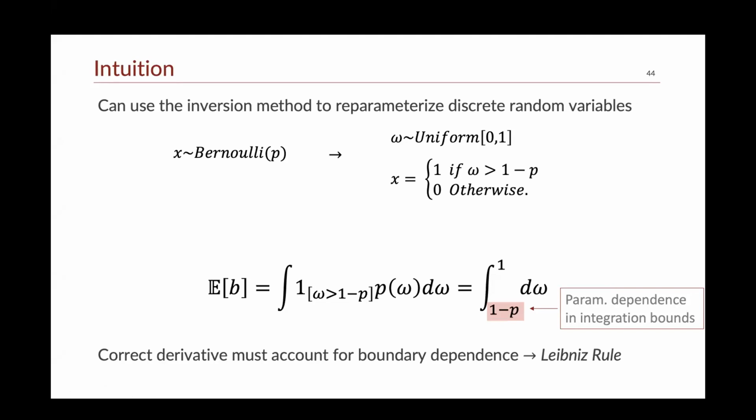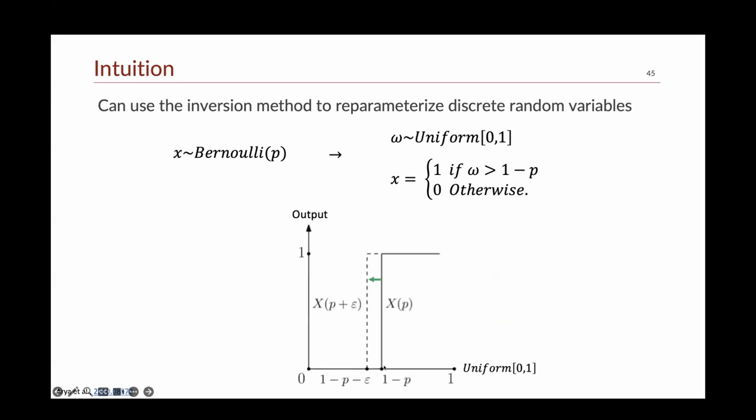That's what you need to account for if you're thinking about discrete random variables as uniform random variables with boundaries that depend on these parameters. You can derive gradients that way. If we were to wiggle this Bernoulli parameter p, it's like moving this boundary. As we move that boundary a little bit, we end up having some small region where, if we had moved this parameter, the program would have flipped from 0 to 1, and there's some small probability for that to happen.